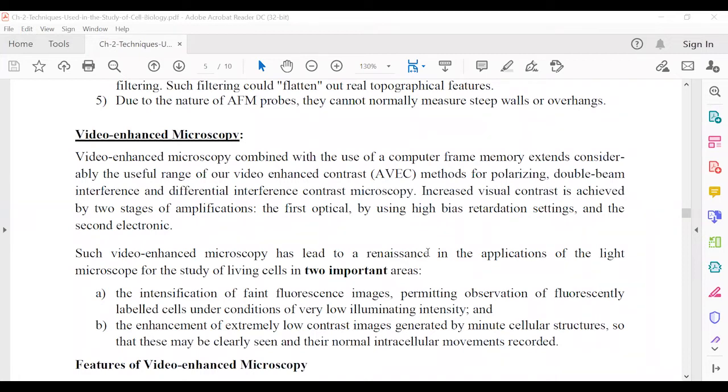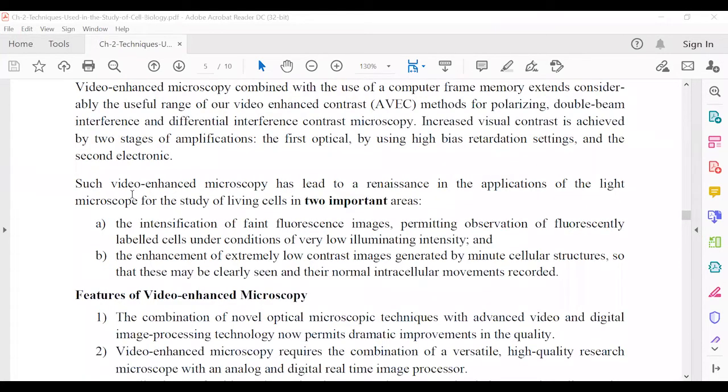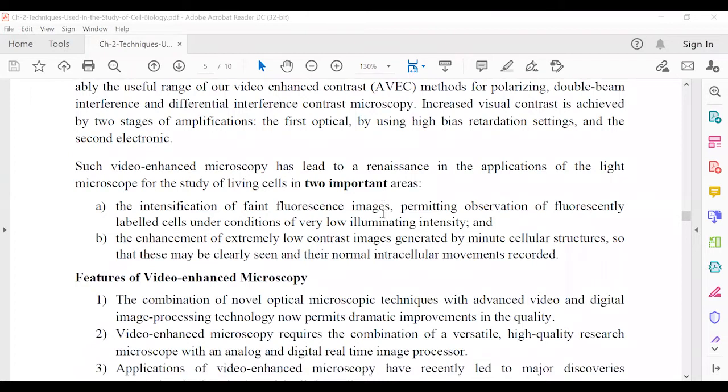And in this image, after the visualization or scanning of the object, we want to get this image as a video clip. Such video enhanced microscopy has led to a renaissance in the application of light microscopy for the study of living cells in two important areas.